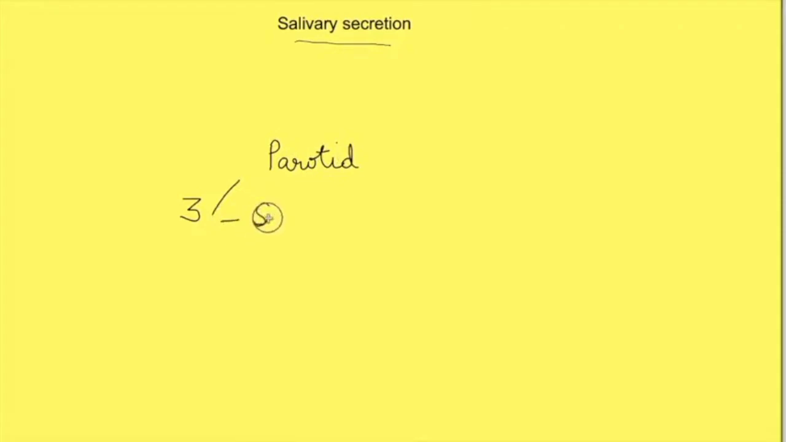Saliva is not essential for life, but it is highly important for oral hygiene. So how does this salivary secretion occur? There are three main salivary glands: parotid, submandibular and sublingual.